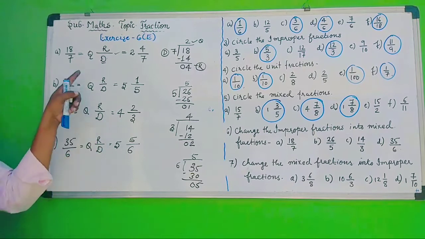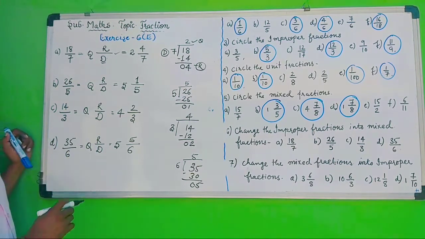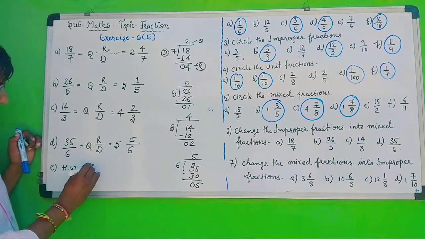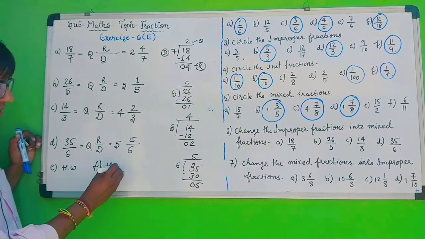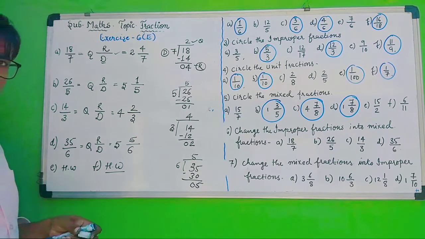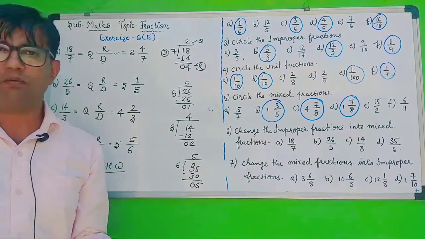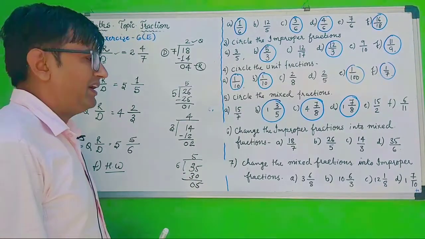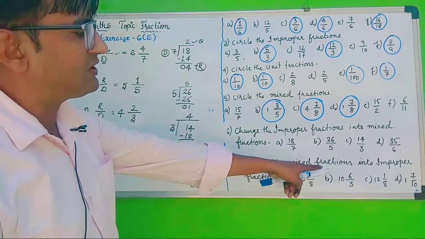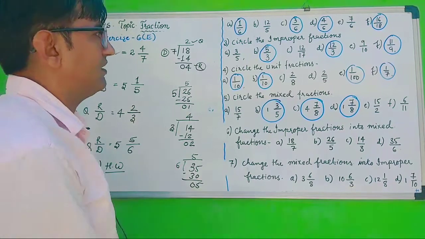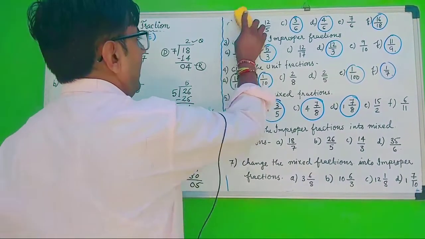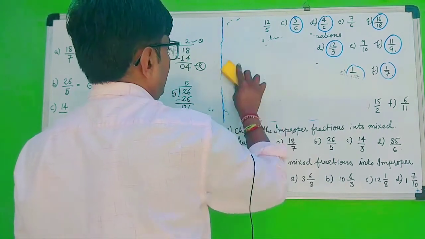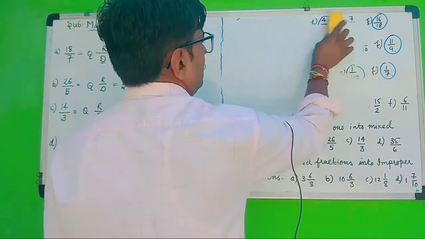Clear, children? This is the conversion of improper fraction into mixed fraction. E is your homework. F is also your homework. Clear? Did you understand, children? Now change the mixed fractions into improper fraction. This I will solve and explain to you. I will rub this part first of all and I will explain.